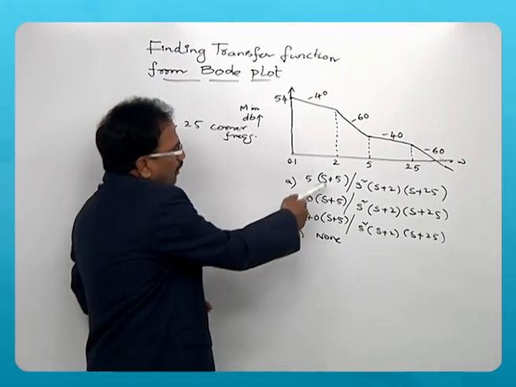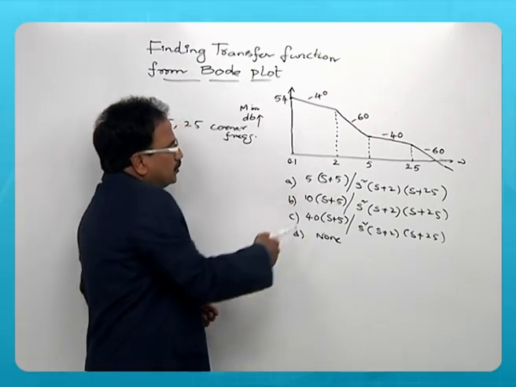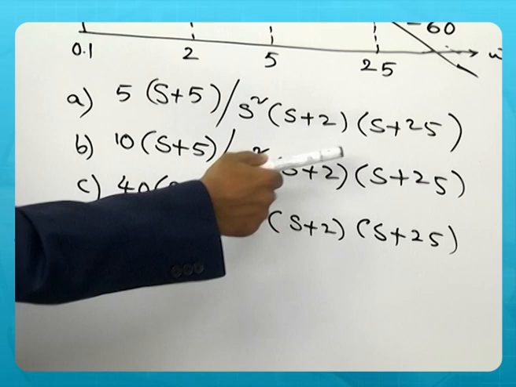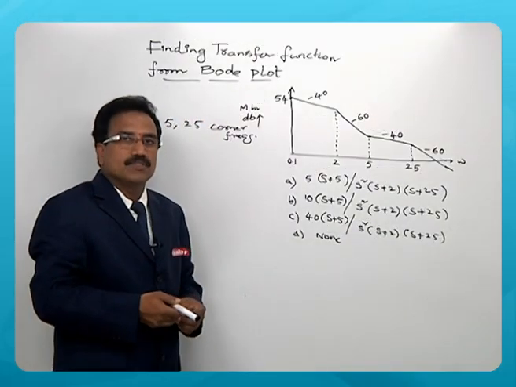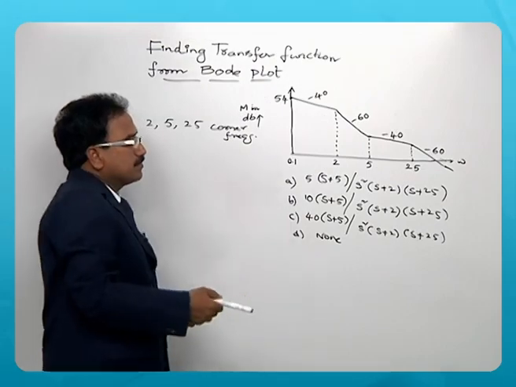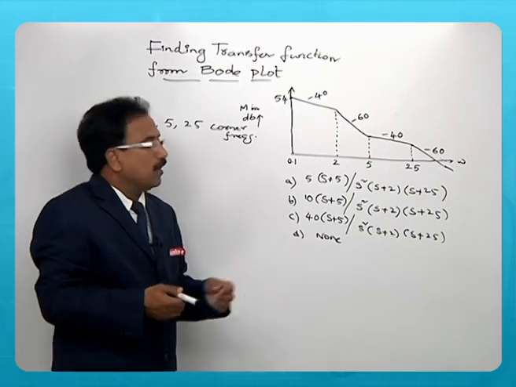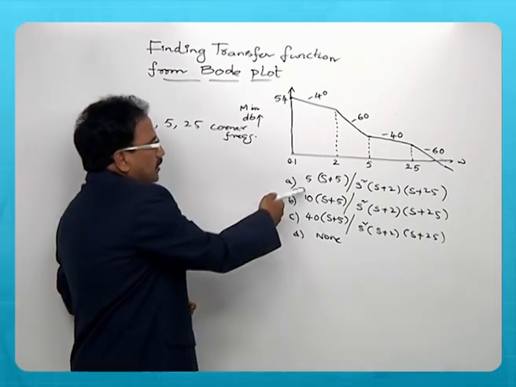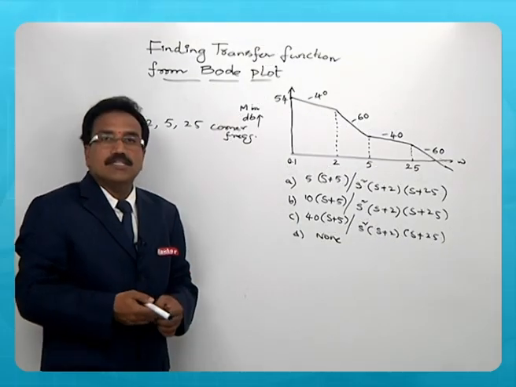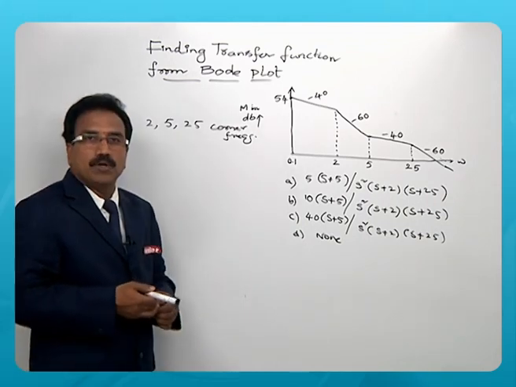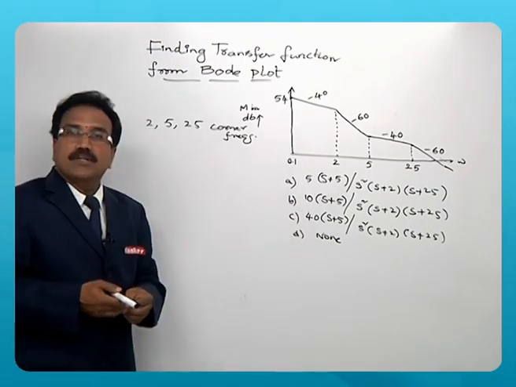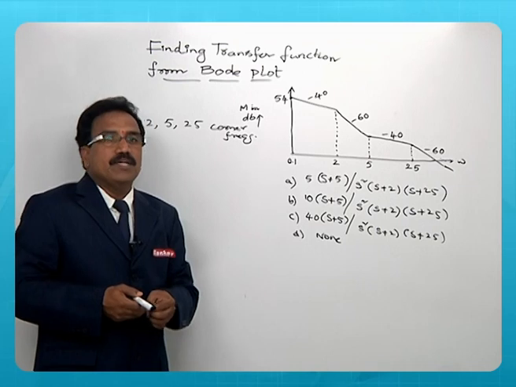When you look at all the options, there is a 0 at s equal to minus 5 and 2 poles at origin, 1 pole at minus 2 and the other one at minus 25. So the 0 and the poles are the same in the first 3 options. The only change is the gain constant: 5, 10 and 40. So we need to get which one is the right answer. So which transfer function is for this Bode magnitude approximate plot?